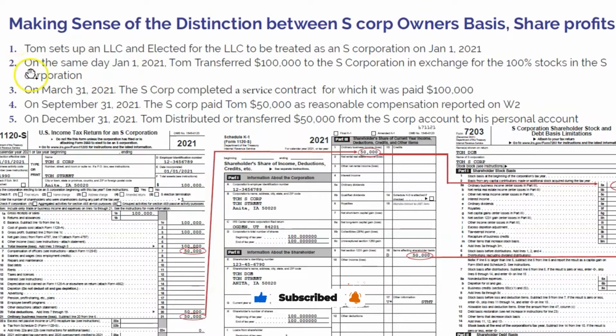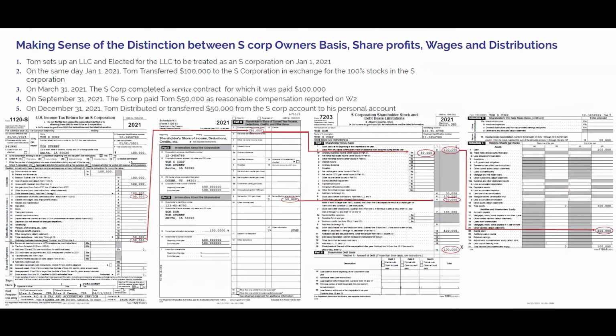The second fact tells us that you have this guy called Tom that set up an LLC and then elected to be an S Corporation. On the same day, he transferred $100,000 to the S Corporation to purchase the S Corporation stock. So basically he took money from his personal account or from whatever personal sources he has to fund the business in exchange for stock.